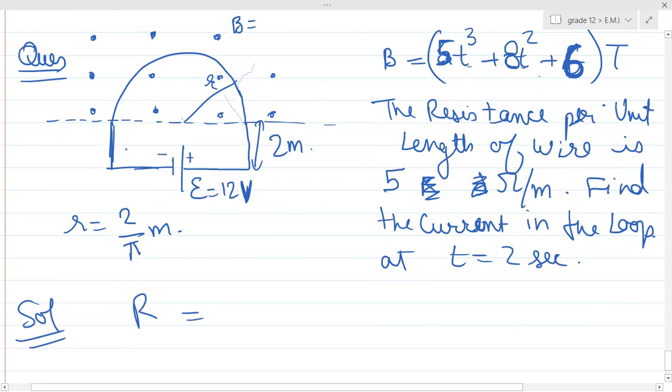Resistance will be equals to what? Can you see over here? This length will be 2 meter and they have given this radius as r meter. So can you see over here this radius is r, then what will be this length? Will it be equals to pi into r? Yes. So this will be pi r. This length will be 2 meter.